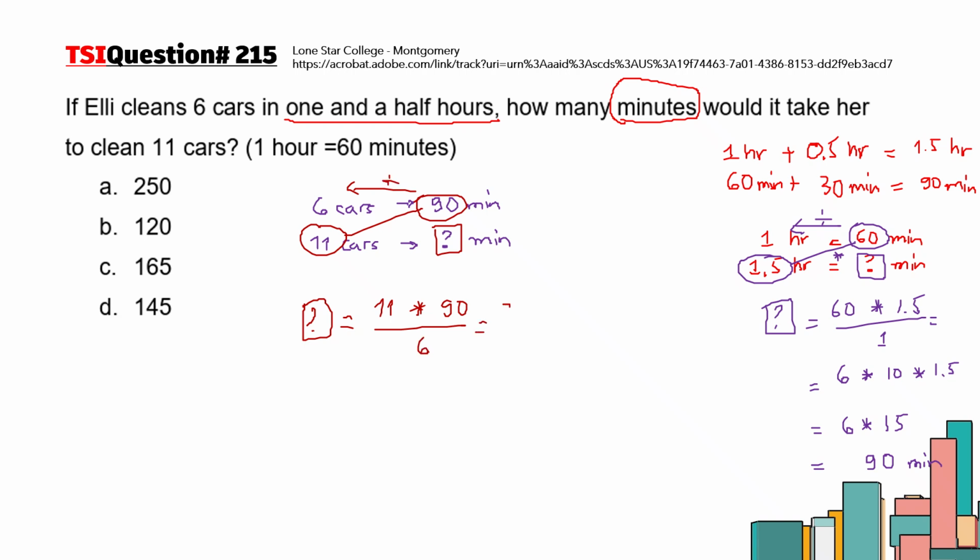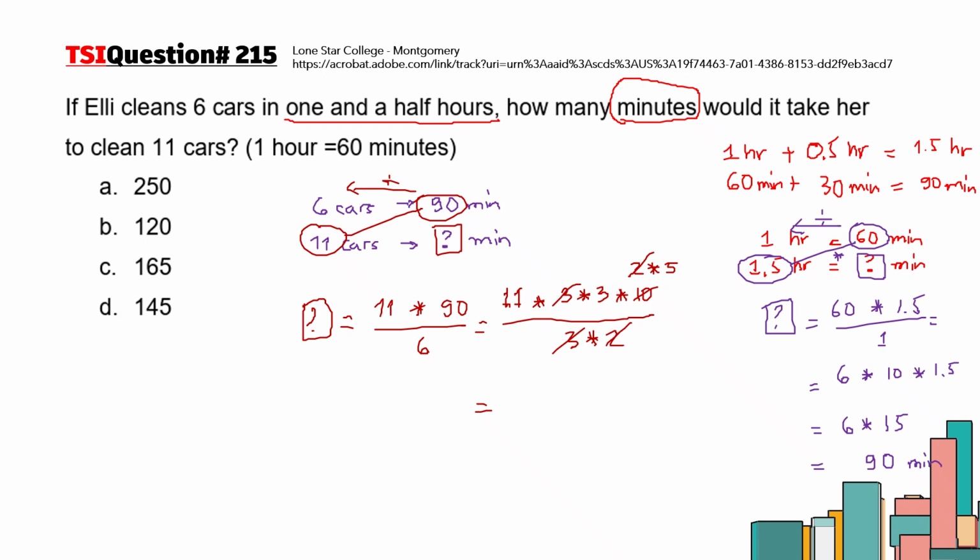Now we have 11 multiplied by 9 times 10. 3 times 3 is 9, times 10, that is 90, over 6, which is 3 times 2. So we cross out that 3. Okay, we reduce it. Now 10 is 2 times 5, so we cross out the 2.